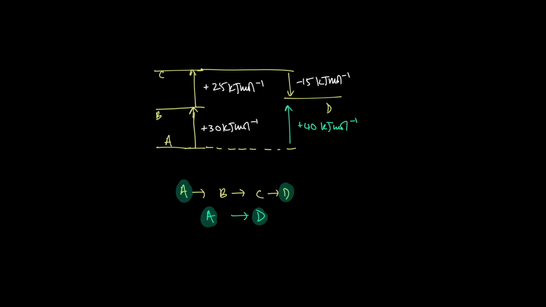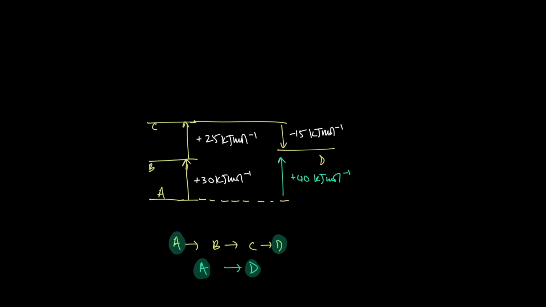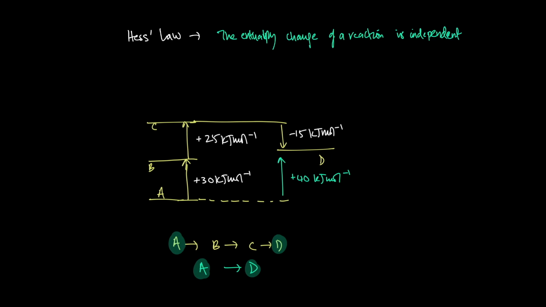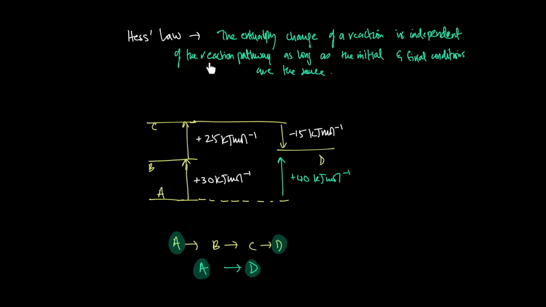Okay. So what Hess's law says is that the enthalpy change of a reaction is independent of the reaction pathway, as long as the initial and final conditions are the same. Okay, so reaction pathway, you can say route taken also. But the point is, as long as the initial and final conditions are the same.